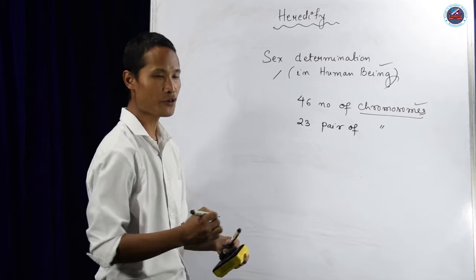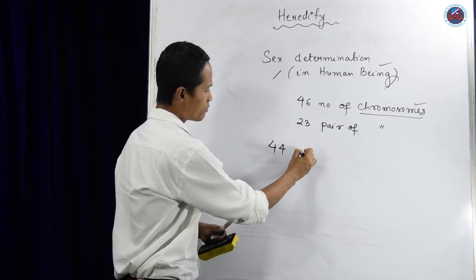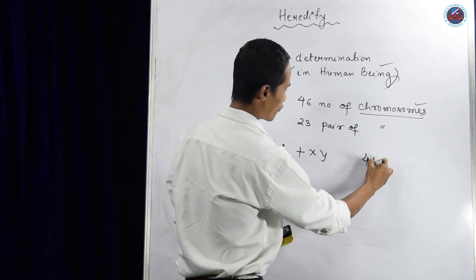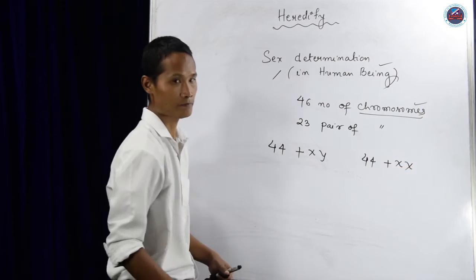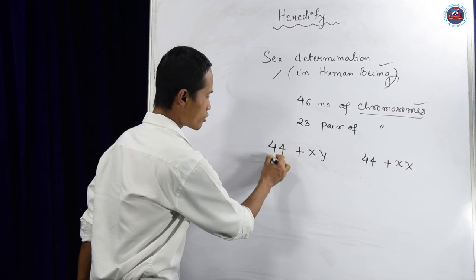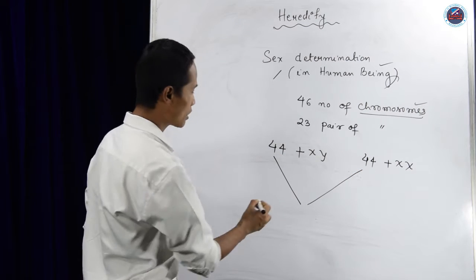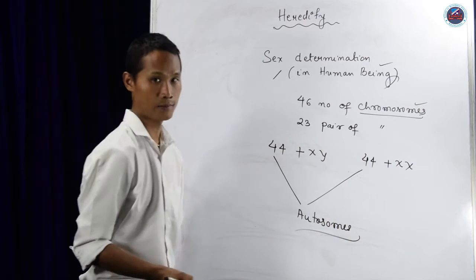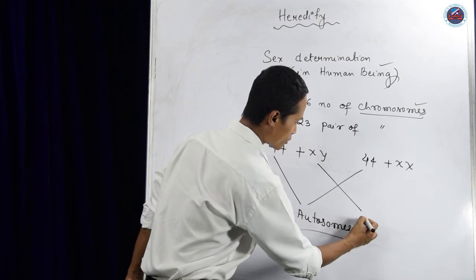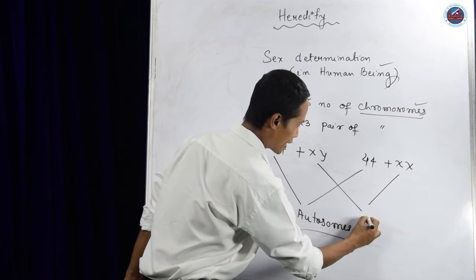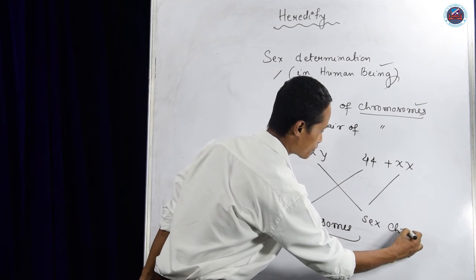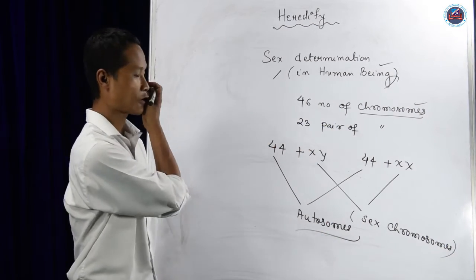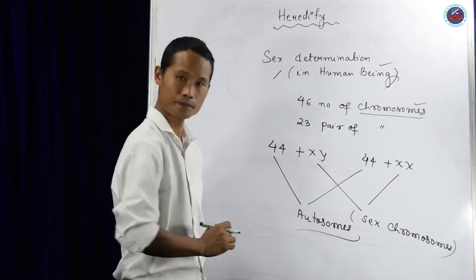Out of this 46 chromosomes, 44 chromosomes plus, in the case of male, there is X and Y, and in the case of female, it is 44 plus X and X. These 44 chromosomes found in both male and female are called autosomes, and they do not determine the sex of a child. We have two types of sex chromosomes. This is X and Y, or XX, said to be sex chromosomes. So, 44 chromosomes.